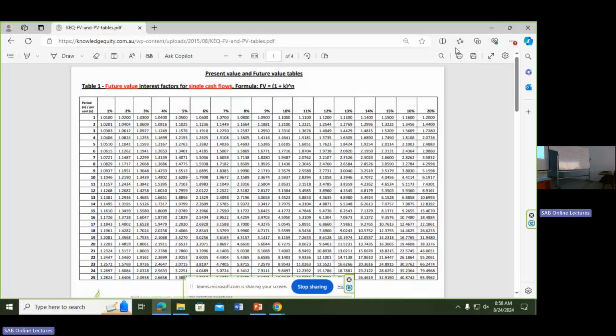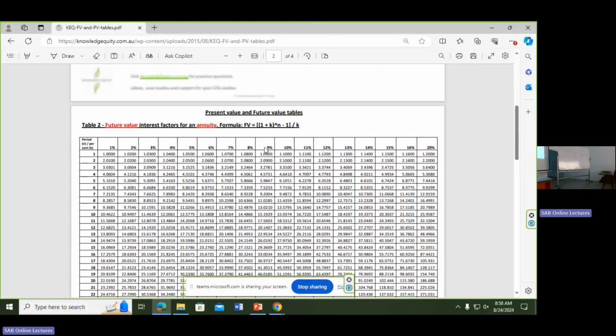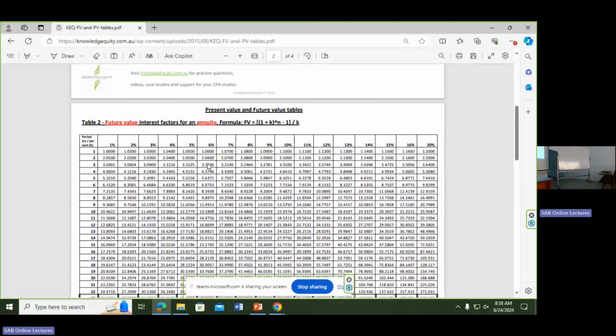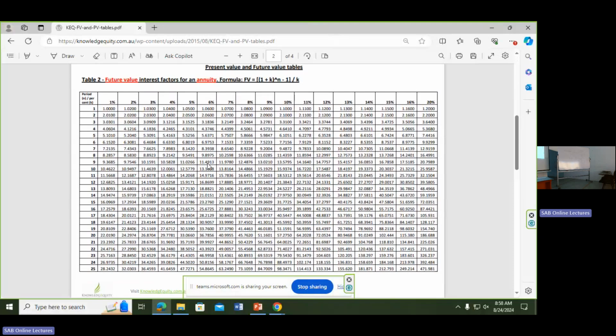Right. So now let's go to the table. You have to familiarize yourself with that one also. I told you 4 tables are there. 2 already covered. This is future value single cash flow. This is future value annuity. So this is the table. This is the relevant table, future value for annuity. So in our example, our rate is 12%.